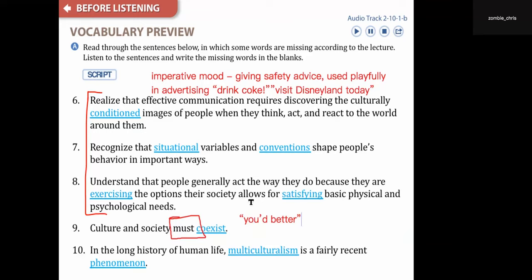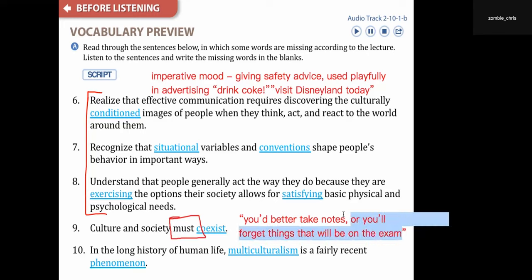You'd better needs to have a negative consequence. You can't just say you'd better go downstairs. You have to say you'd better go downstairs or you won't be able to collect your parcel or something like that. So when you use you'd better, you always need to add a negative consequence. So, you'd better take notes or you'll forget things that will be on the exam. So there always needs to be a negative consequence with you'd better.